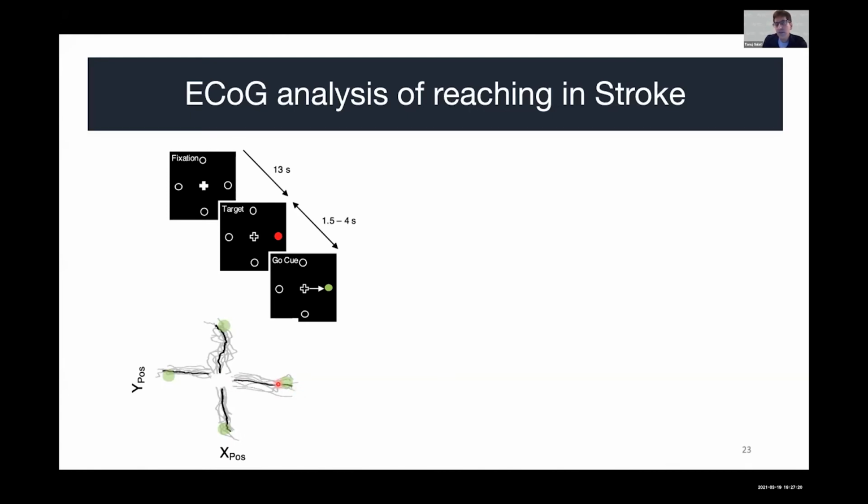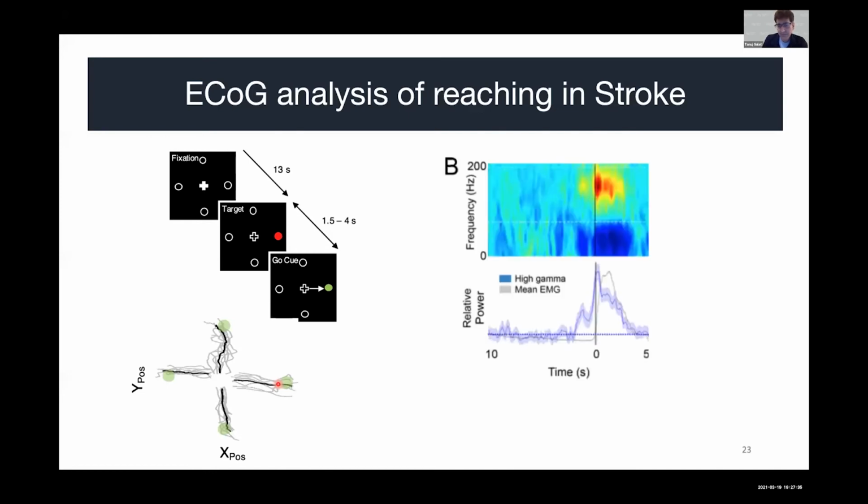And the behavioral parameters definitely indicated deficit in the affected arm. His reaction time was longer when compared to his unaffected arm, and his speed of reaching was also slow with the affected arm. So what was happening on the ECOG grids that we were recording from? We saw that there was a lot of high frequency activity right around the time of movement onset, which is indicated by time 0 here.